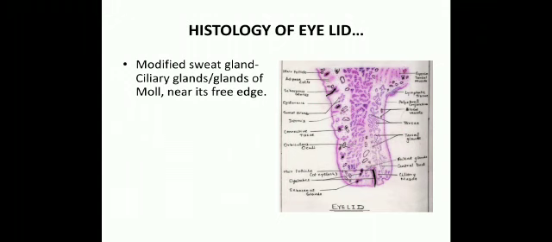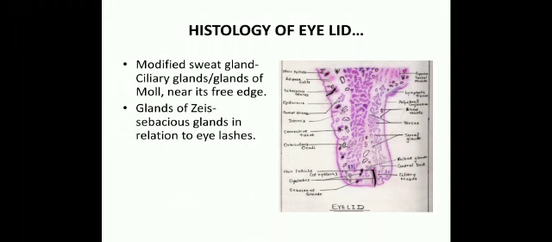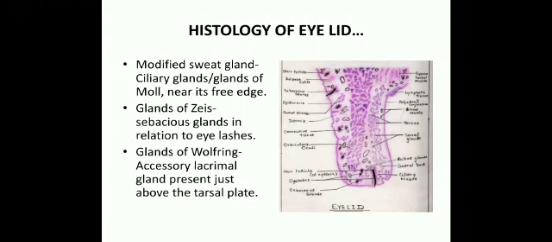The modified sweat glands, or the ciliary glands, are also called the glands of Moll. They are present near the free edge. The glands of Zeiss are the sebaceous glands in relation to the eyelashes, and the glands of Wolfring are accessory lacrimal glands present just above the tarsal plate.